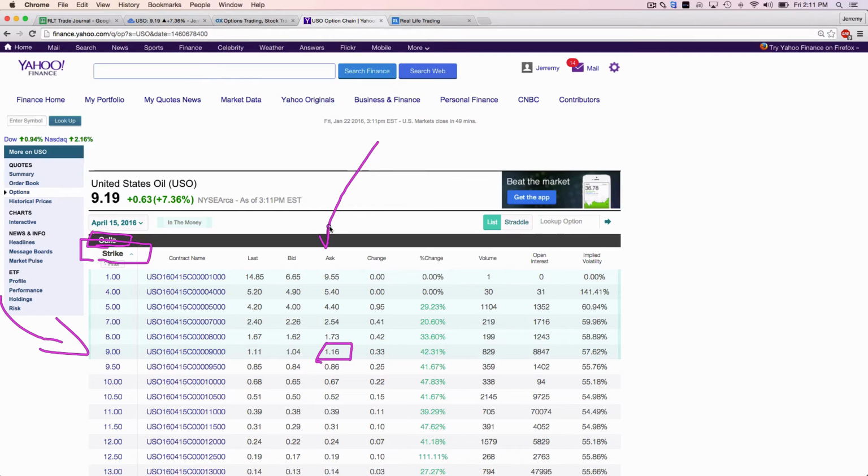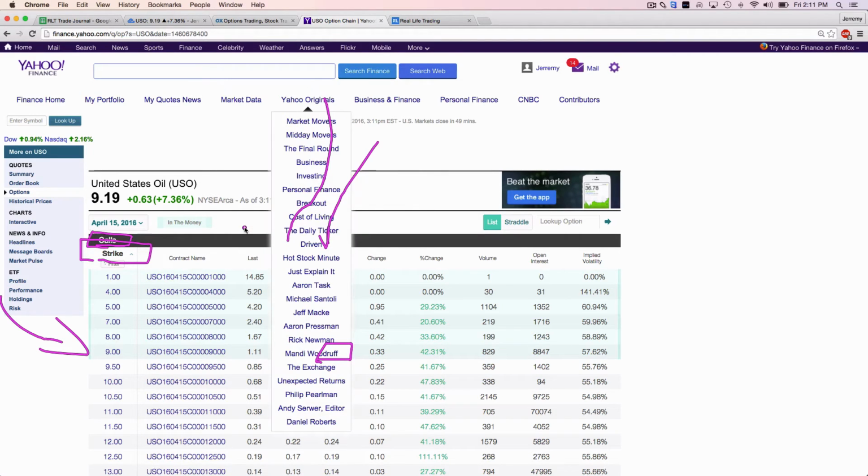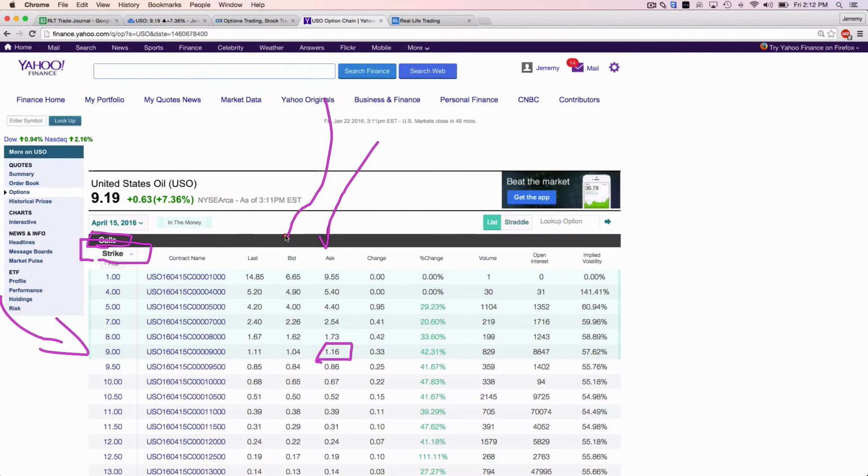You always buy at the ask, you always sell at the bid. That's the case with everything in trading. Sell at the bid, buy at the ask. It's always the case, and it's the case with options. And you can notice here in April, you have an ask and you have a bid.